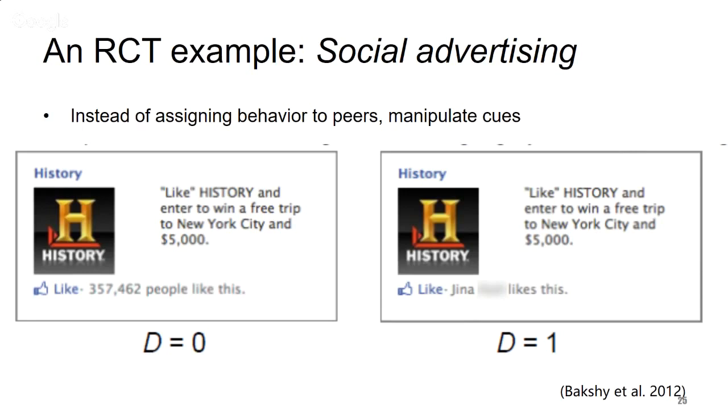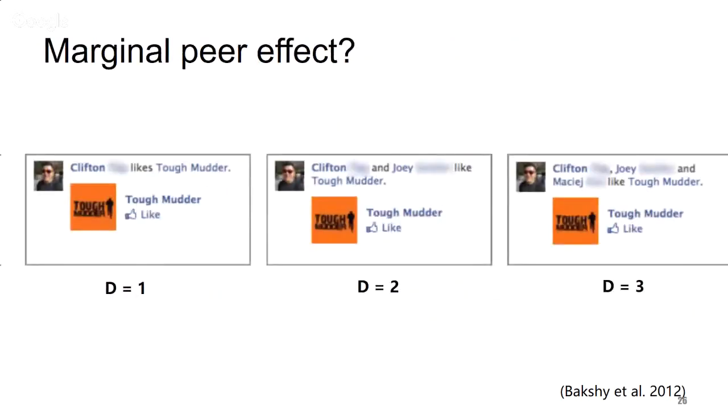And the other cool thing is the two conditions look exactly the same. If you look at the pixels, it's just the same amount of white and gray pixels. It's just that there's the name mentioned in one and a number mentioned in the other. And so in the first condition, they don't mention any social cue. In the second condition, they mention one social cue. And what they want to do is they want to estimate what's called the marginal peer effect. So what's the effect of showing one additional person's information to you? And how does that affect your probability of liking the ad?